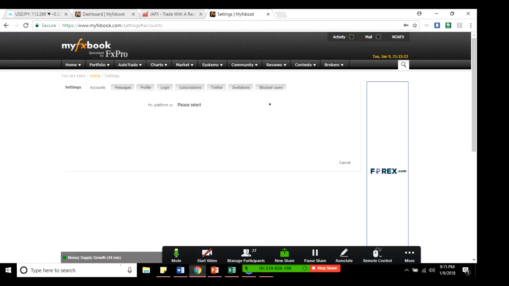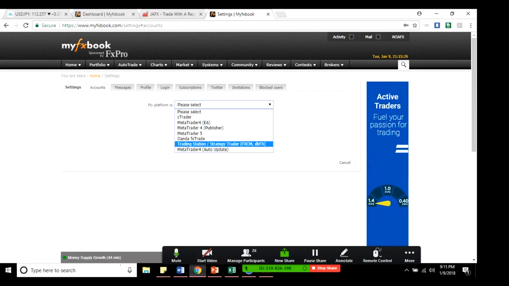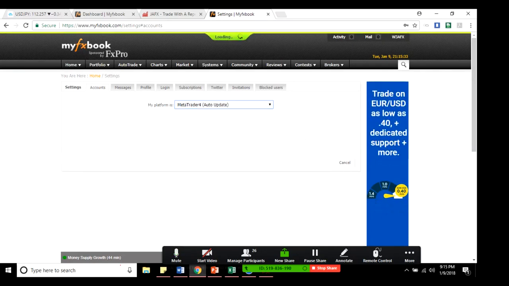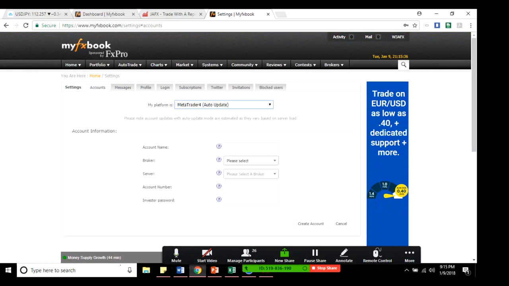Under the platform, you want to select MetaTrader 4 auto update. Then enter the broker and account name. You can name it under broker. It's going to say please select and give you a way to search. You can just type in JAFX. It's going to populate. Now again, the account number is what you use. These next two are the information you used to log into the MetaTrader 4 that we took a picture of earlier.